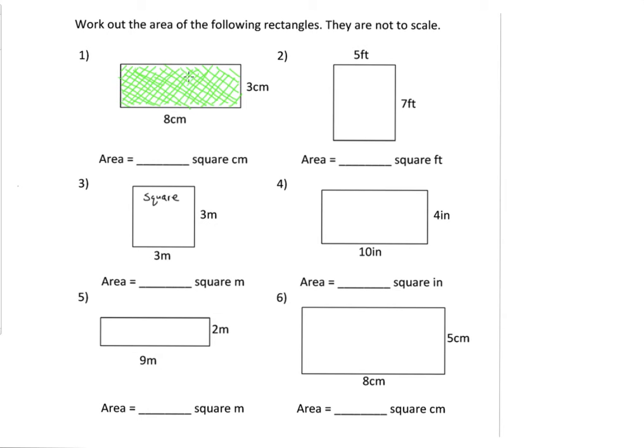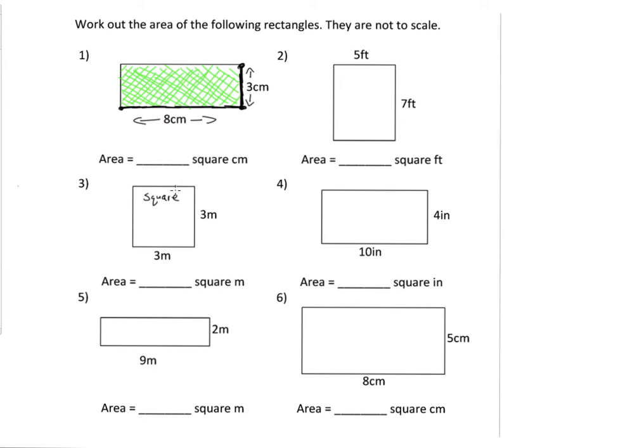How we do that is we measure the length of one side. Say the bottom part, we measure that length. And we can see here, it's already measured for us. It's 8 centimeters long, from here to here. And then we measure the length of the other side, from here to here, and it's already measured for us: it's 3 centimeters long.